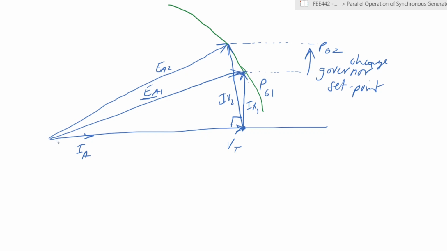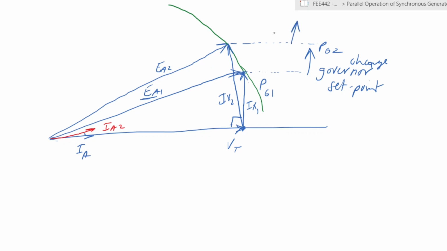And that means that, consequently, your current here as well will change, IA2. Your current will change to match the change in those. So what this means is, if you change the governor set point, if you want to supply more active power, but you don't want to change the excitation, what would result is the power factor of the generator will change. You will now have a more leading power factor.